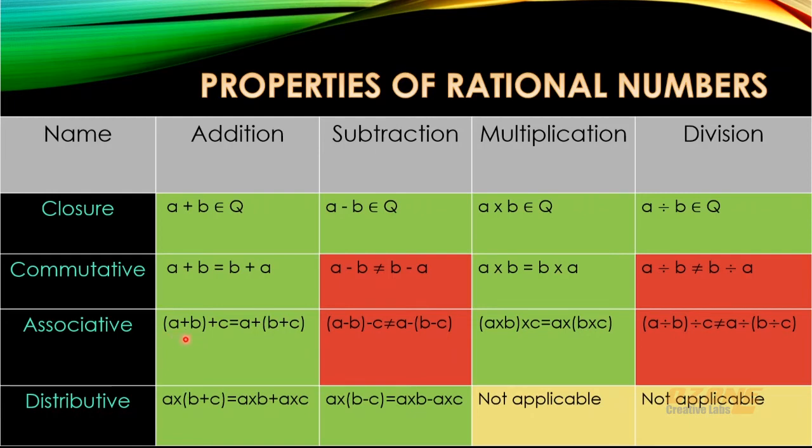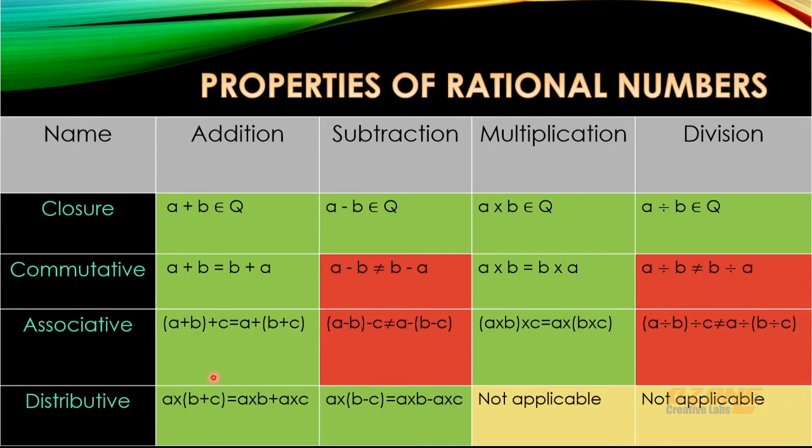In addition, if we have three numbers a, b and c, adding a plus b and then adding c to that answer will be equal to adding b plus c first and then adding a. The answers will be the same. So with the numbers 1, 2 and 3, 1 plus 2 and then plus 3 will be equal to adding 2 plus 3 first and then adding 1.